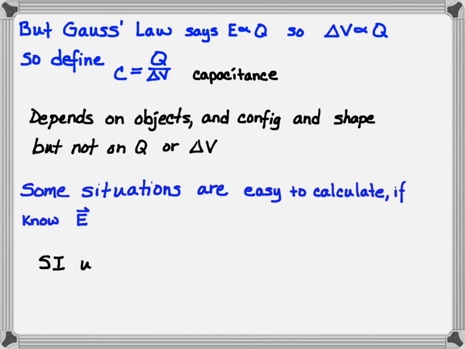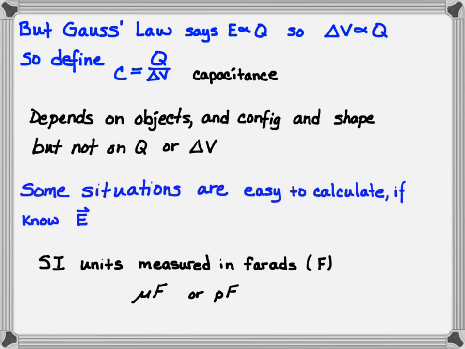And what we'll find is that some of these situations are going to be easy to calculate if I know the electric field. Also, the SI unit for capacitance is going to be farads. Farads is a really large unit, so we usually talk about microfarads or picofarads. Capacitance is intrinsically positive, so it's always going to be a positive value.